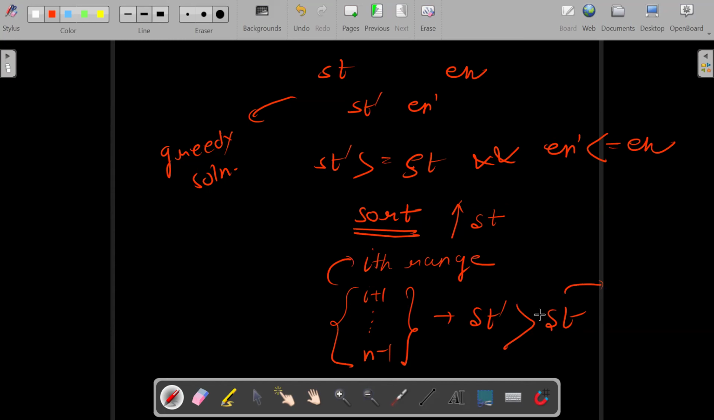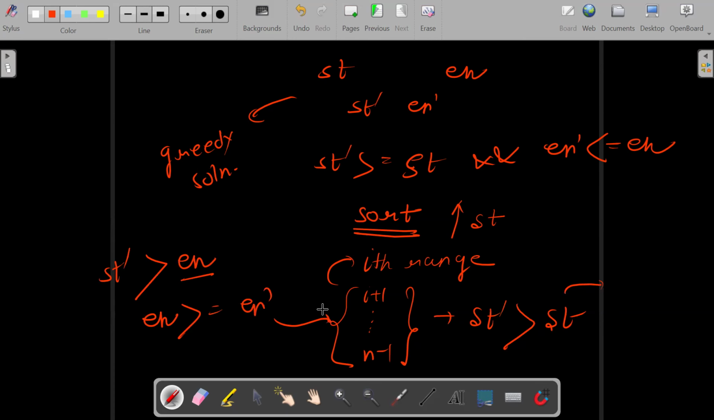Here there is a catch. What is it? Your start prime values might even go greater than the ending point of your respective ith range. That is also possible. Start prime is greater than the start of your ith range, but then it might be greater than the ending point of the ith range as well. How would I make sure that the ending point of the respective ith range is greater than or equal to end prime of the upcoming ranges, i plus 1 till n minus 1?